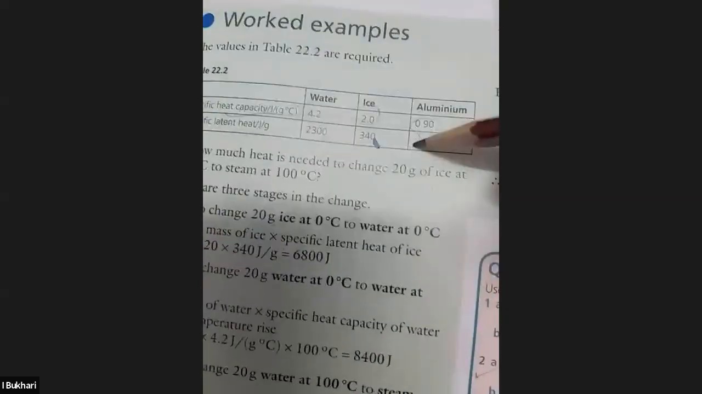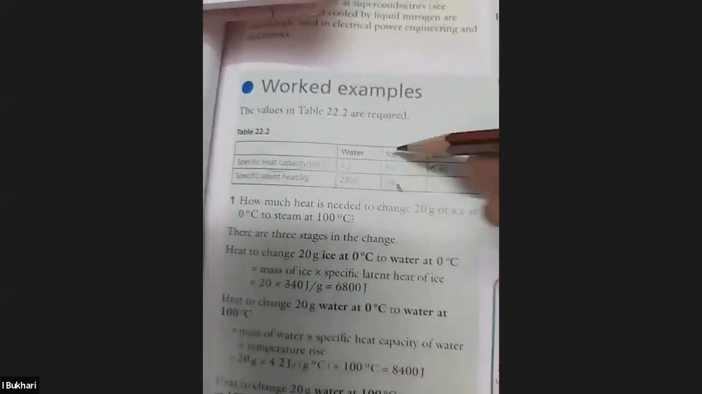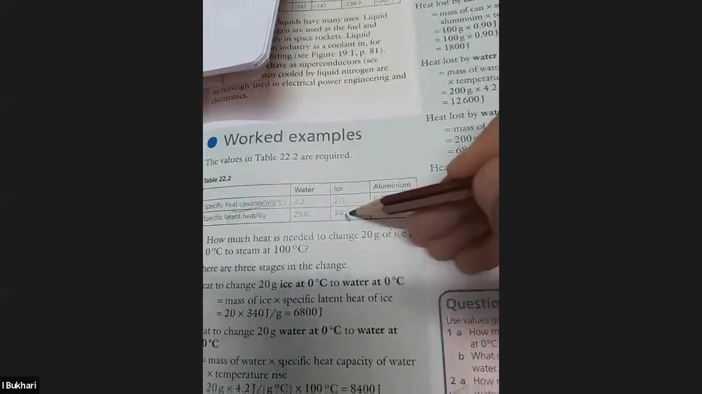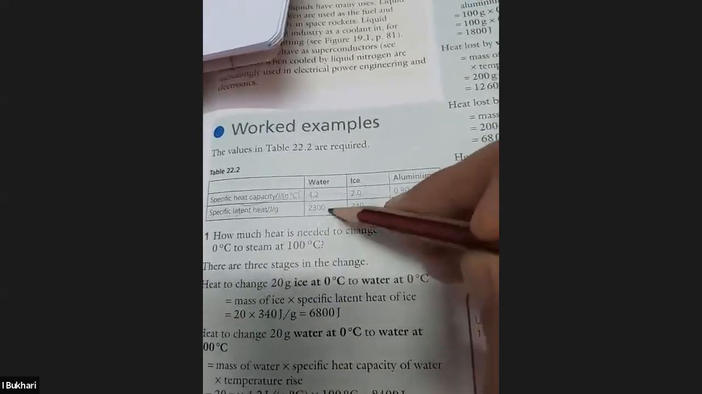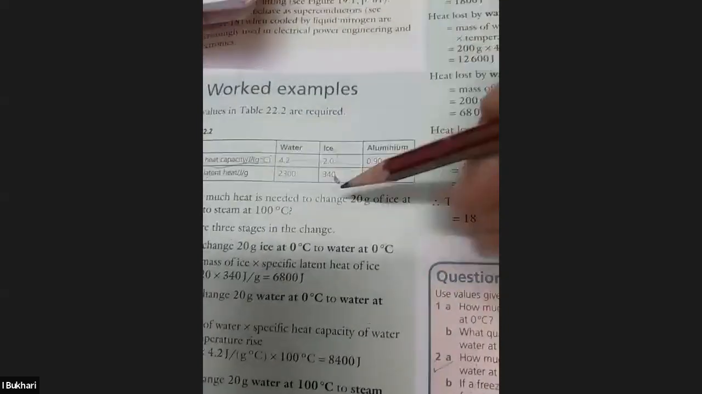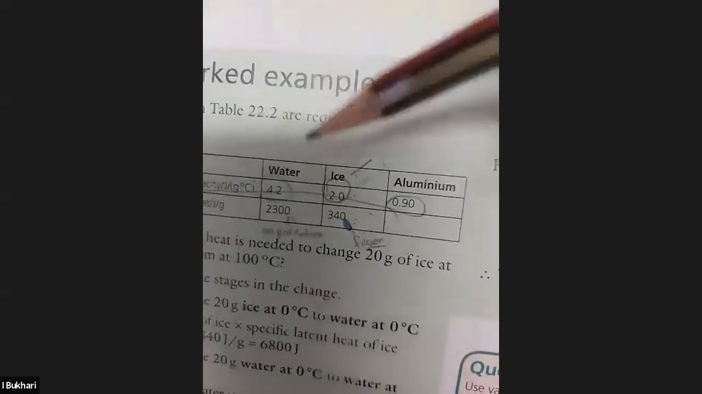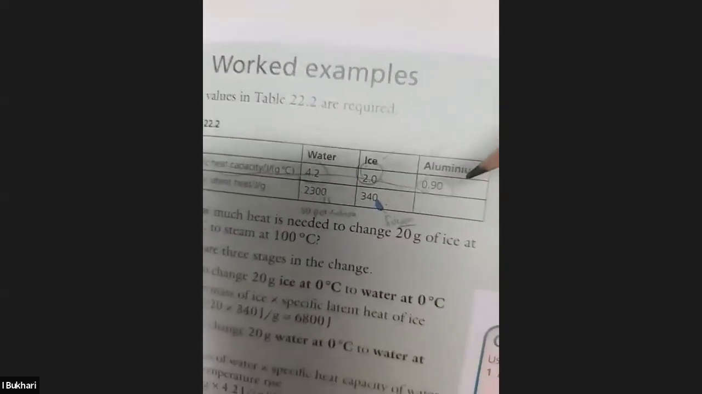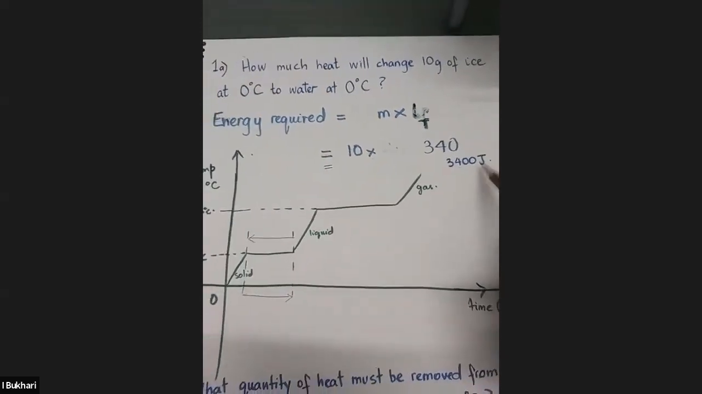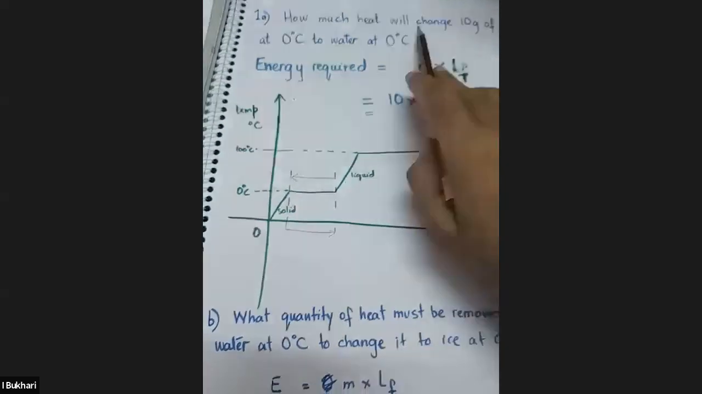This is the specific latent heat for ice. That means this is fusion, the latent heat of fusion, meaning they're talking about melting of ice, because ice cannot evaporate, right? This cannot be vaporization. So this is melting, and this is vaporization. I have written down the names of the processes, fusion and vaporization. So simple. Fusion is 340. I plug in this value, 340 multiplied by 10, answer is 3,400 joules required to change 10 grams of ice from 0 to water at 0 degrees Celsius.